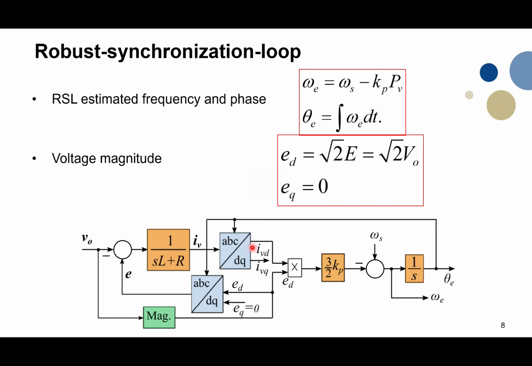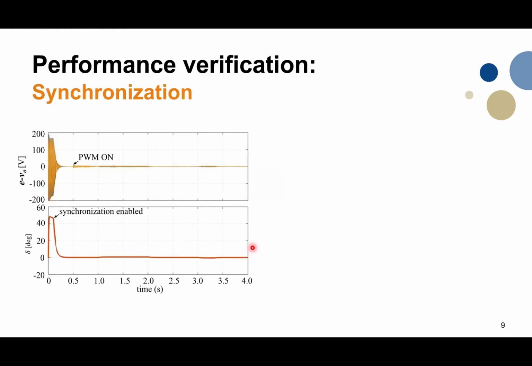Now we want to test it with a grid connected converter. We implemented this synchronization loop with a grid connected converter. I'll present some simulation results here. This is the first simulation result, an example I'm presenting.